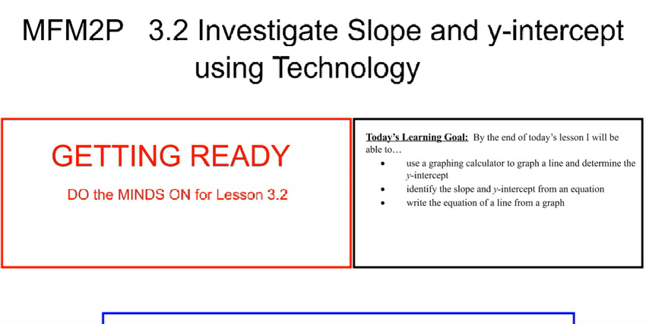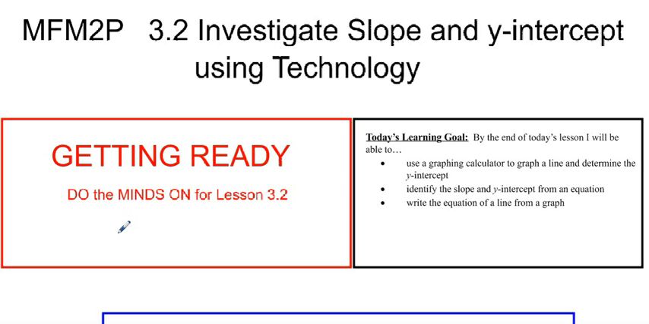So today we're covering 3.2. We're going to investigate slope and y-intercept using technology, which you should have already done. We should have already completed a graphing calculator investigation together. You should be able, at this point, to use a graphing calculator to graph a line and determine the y-intercept. By the end of the period, you should be able to identify the slope and y-intercept from an equation, and you should be able to write the equation of a line from a graph.